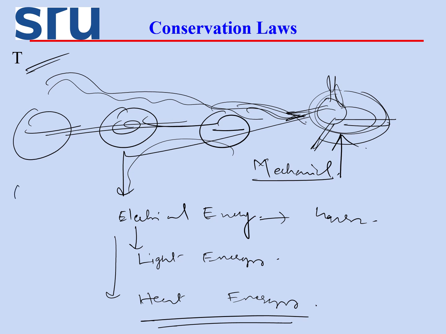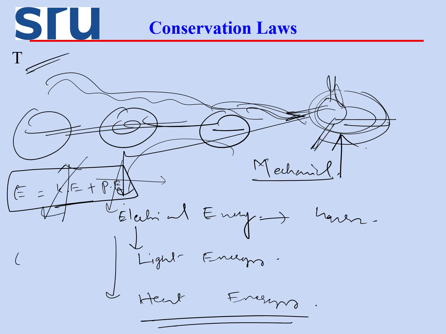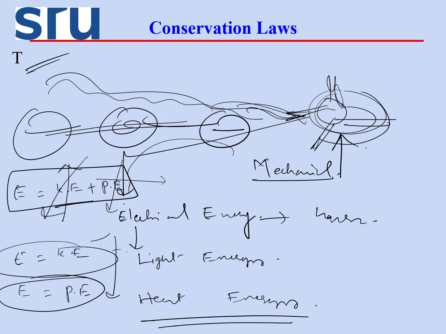So the energy is always equal to the sum of the kinetic energy plus potential energy. Sometimes the kinetic energy is maximum and potential energy is minimum. Sometimes the potential energy is maximum and kinetic energy is minimum. Sometimes it has only kinetic energy and sometimes only potential energy. But the total energy E total is constant and conserved.